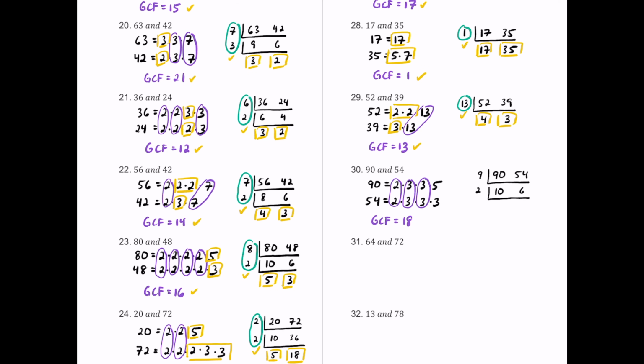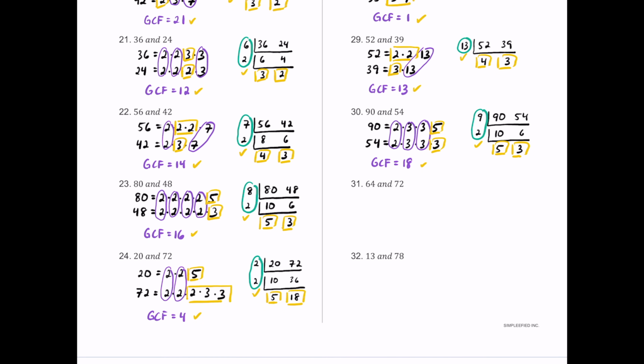Then 2 goes into both of these because they're both even, so 5 and 3. And I think that's it. So 9 and 2 here do make 18 if you multiply, and that matches. And then the 5 checks out with the 3.